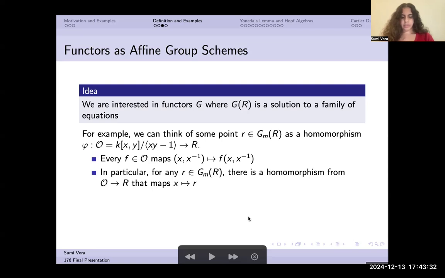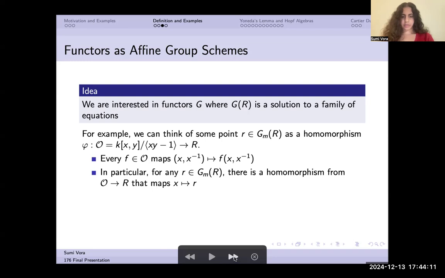And then we can let phi be a homomorphism from O to R. And then the polynomial f of x equals x is in O. So for every r in G sub M of R, you can find a homomorphism from O to R that maps x to r. Right? Because if x is invertible, then there's a homomorphism that's going to map x to r because it's in the preimage. But if r is 0, for example, then no such homomorphism is going to exist because it wouldn't preserve the relations in O.